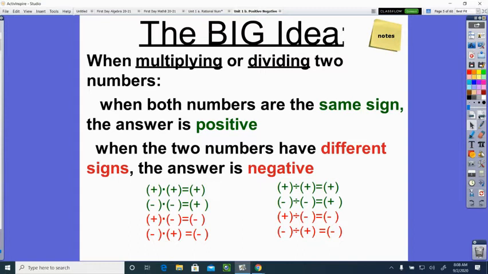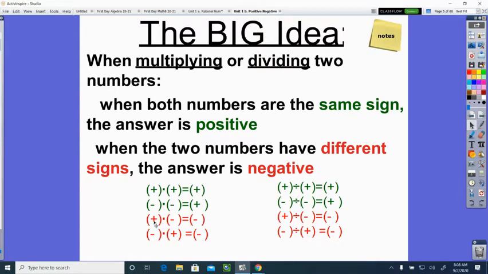So the big idea when you're multiplying or dividing 2 numbers is that when the 2 numbers have the same sign, your answer will always be positive. And when the 2 numbers you're either multiplying or dividing have different signs, your answer is always negative. So if you look down here, if you take a positive times a positive, notice they're both the same sign, you get a positive. If you take a negative times a negative, the answer will be positive because they have the same sign. Same thing with division.